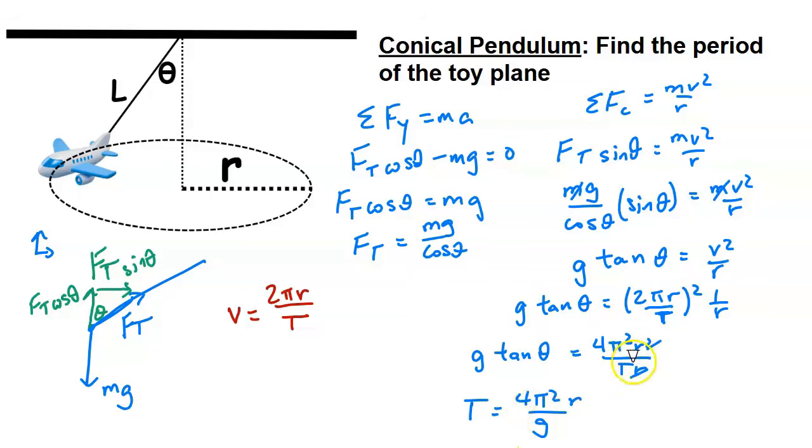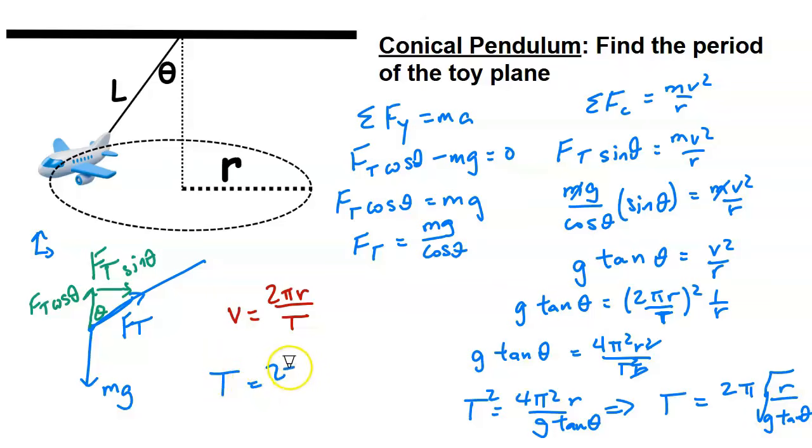Okay, now over here, this T is actually squared. And then if we just square root both sides, we get T equals 2 pi, and then we're going to square root. Let's see here. I got a tangent here. Yep, there's a tangent that I moved over, tangent theta right there. Okay, and then so we end up with square root of r over g tan theta. So what we end up with is T is equal to 2 pi square root of r over g tan theta.